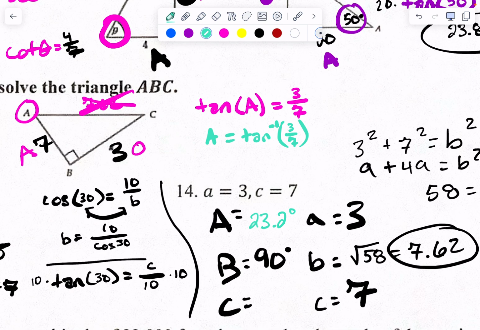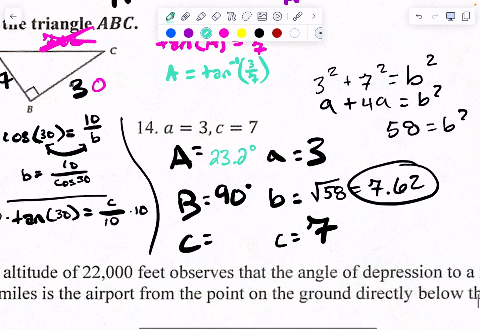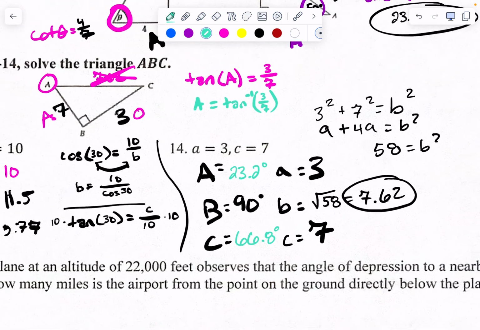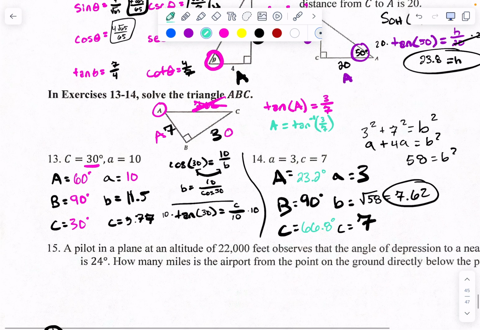How do I find C now? You just subtract that from 90, right? 90 minus 23.2 is 66.8. Okay, was that okay?